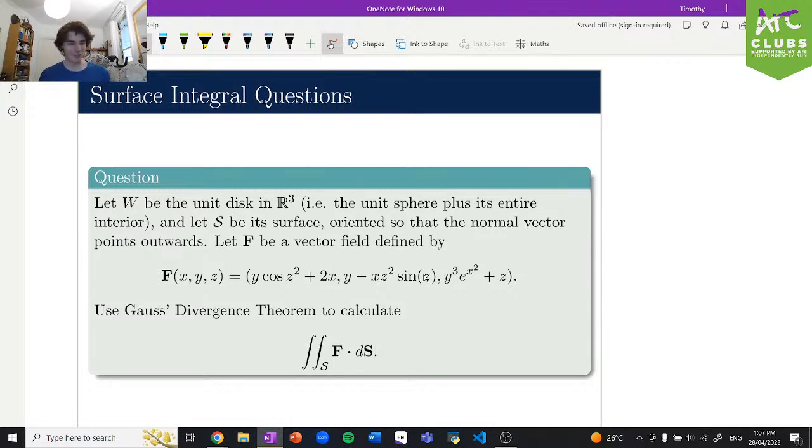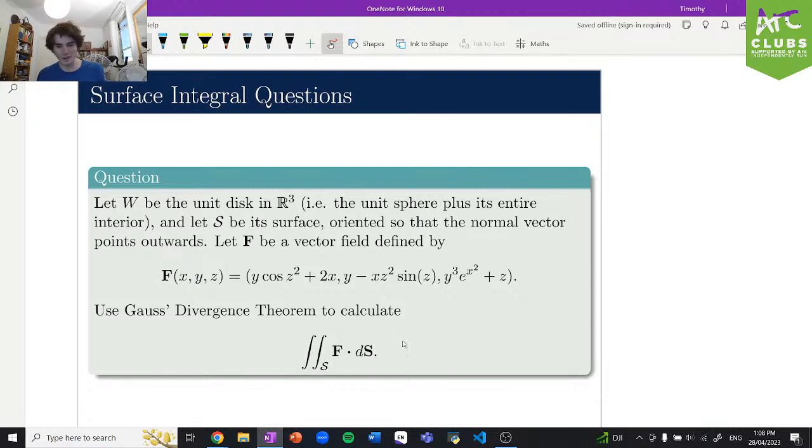I'm sorry if there are people waiting for the next stream, but I'm going to do the whole question. Let W be the unit disk in R3, i.e. the unit sphere plus its entire interior. Let S be its surface, oriented so that the normal vector is pointing outwards. Let F be the vector field determined by that. We want to use Gauss's divergence theorem to calculate this thing here.